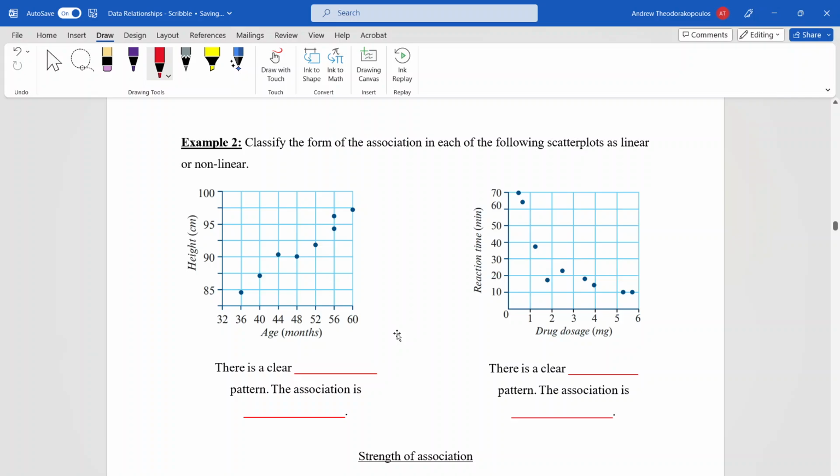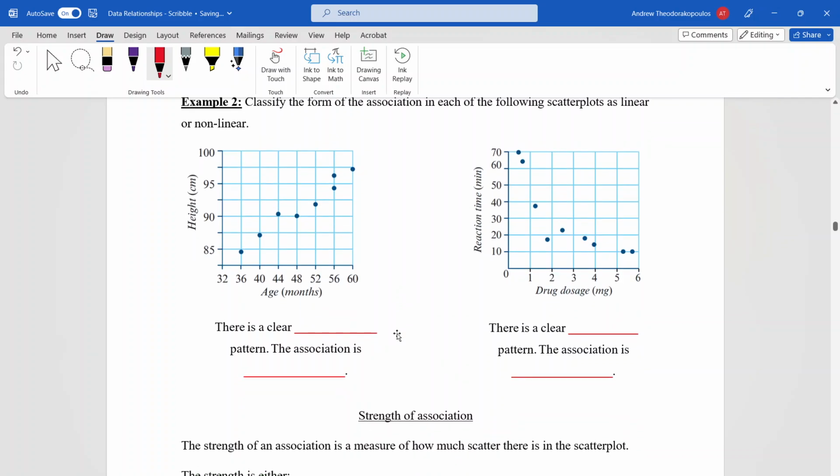So, classify the form of the association in each of the following scatterplots as either linear or non-linear. Here we see that the direction of this is going sort of in a straight line. So there is a clear straight line here. So that means that the association is linear. Here there is like a curved line, as you can see, clear curved pattern. So that means it is non-linear association.